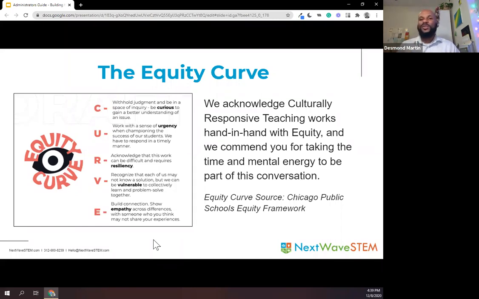And the first is that we have to remain curious. If we think that our students can't teach us anything new as administrators, as educators, we actually lose the ability to understand who they actually are, and we can't teach to them as effectively as we want to. The second is that we have to be urgent.